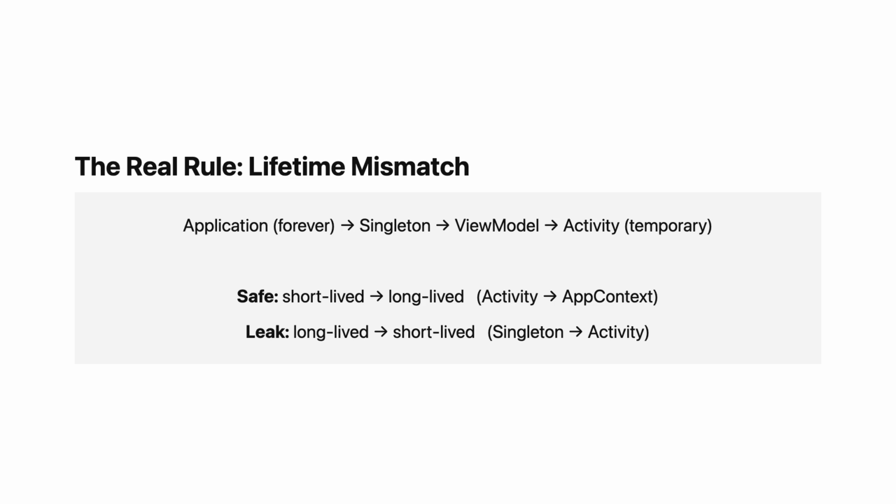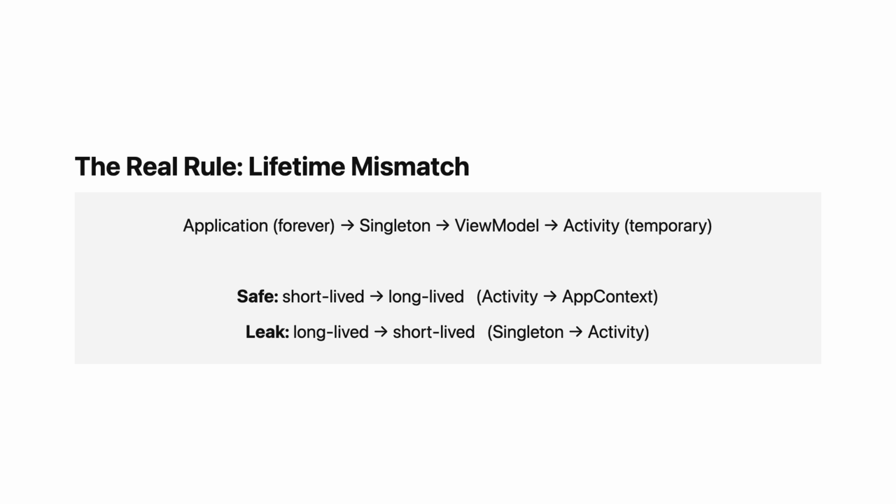All of these leaks share a single root cause, and I want you to burn this rule into your brain. Memory leaks happen when a shorter-lived object is referenced by a longer-lived object. The activity lives for one screen visit. The view model lives across configuration changes. The application lives for the entire process. A static field lives forever. When something long-lived holds a reference to something short-lived, the short-lived thing cannot die when it should. It is kept alive artificially.